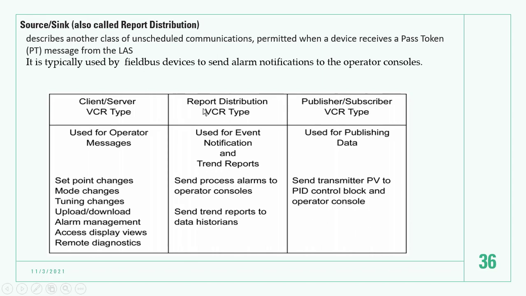This report distribution VCR type is just for sending alarms and sending trend reports. This publish-subscribe VCR just sends the transmitter PV to the PID control block and the operator console.